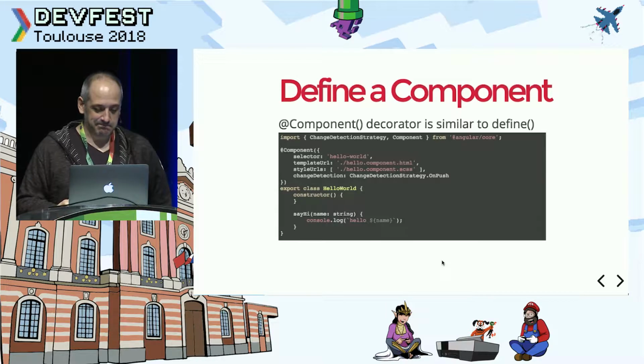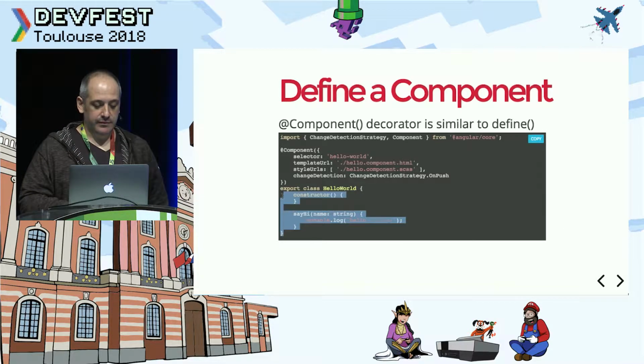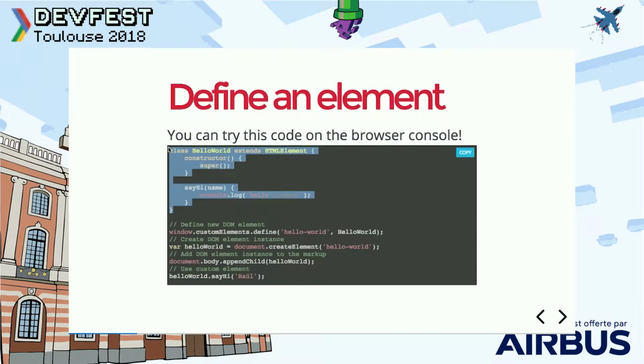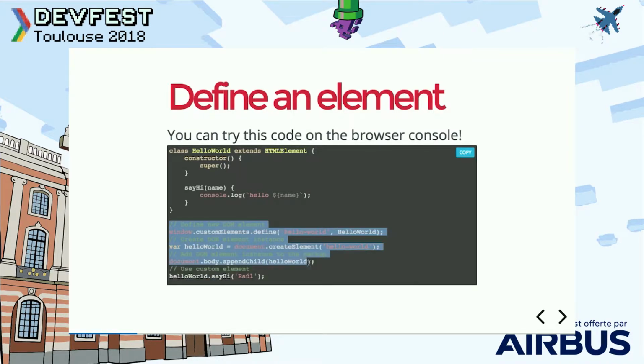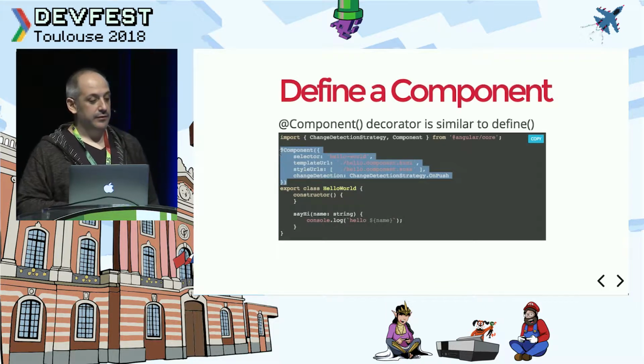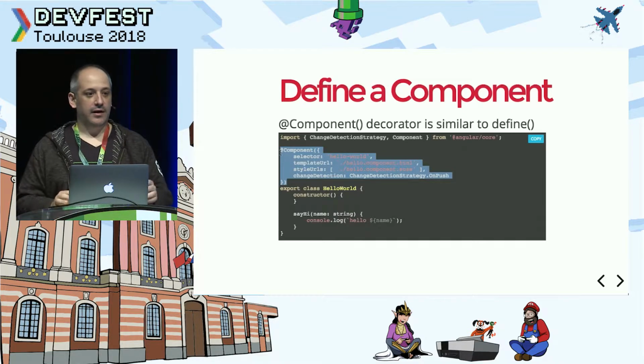So, defining an Angular component, as I said, if you actually look at the code, this class here is basically exactly the same thing. The only thing that changes is that the code we have here, the define, where we create the element and so on, is what we have in the decorator. The decorator itself is doing that magic underneath.